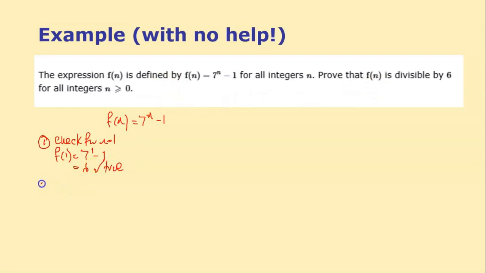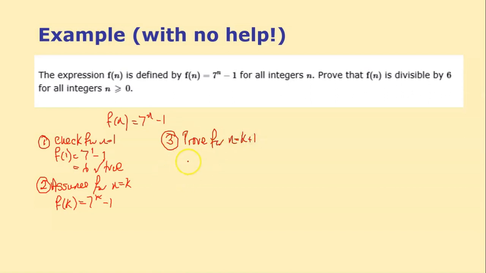So good, so true. Step 2, we're going to assume again. Always assume for n equals k. And really, this is just doing no more than rewriting it. But if that's what they want us to do, then that's what we'll do. So f of k equals 7 to the k minus 1. Okay, that's fair enough. Step 3, what does step 3 want me to do? This is the tricky bit. This is the prove. Prove for n equals k plus 1. And I suppose I've got no choice but to go, I haven't got any clues this time.